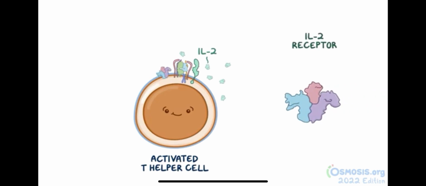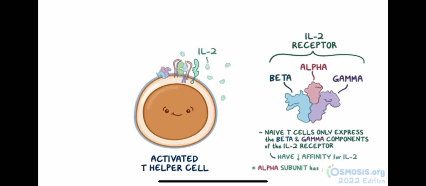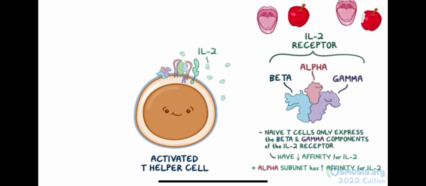The IL-2 receptor has 3 protein components, alpha, beta, and gamma. A naive T cell only expresses the beta and gamma components of the IL-2 receptor, but these have low affinity for IL-2, in contrast to the alpha component of the IL-2 receptor, which has a high affinity for IL-2. Using just the beta and gamma components is like trying to eat an apple with only your lips and tongue. And upregulating the alpha component is like using your teeth to take a big bite of that juicy apple. Much more effective and satisfying.